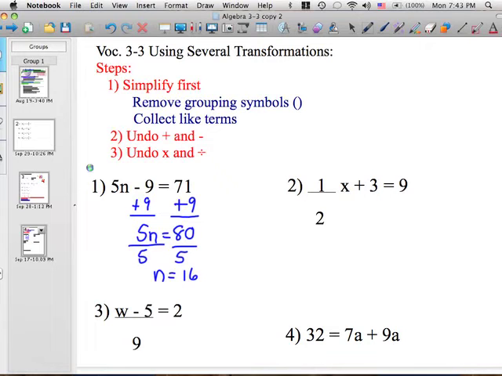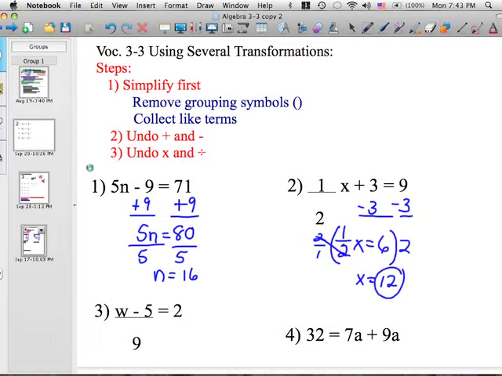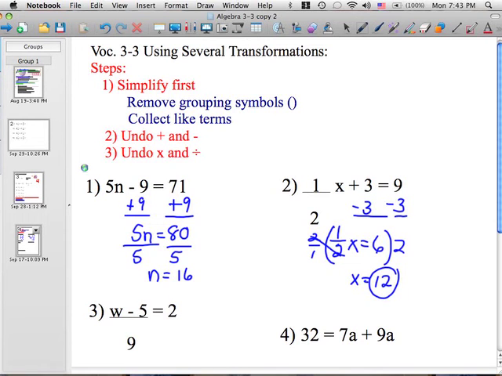Second example, undo the addition first. So we subtract 3, and we get 1/2 x equals 6. And we're going to multiply by the reciprocal of 1/2, which is 2, or 2 over 1. So that'll cancel those out since they're reciprocals, and x equals 12. So 1/2 of 12 is 6, and 6 plus 3 makes 9.